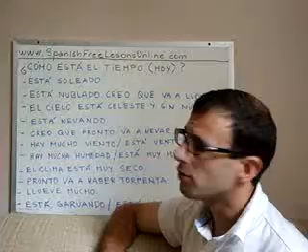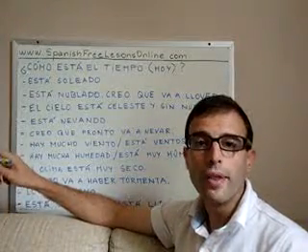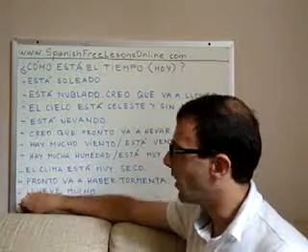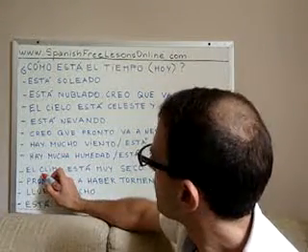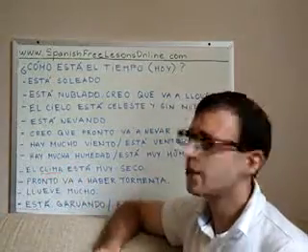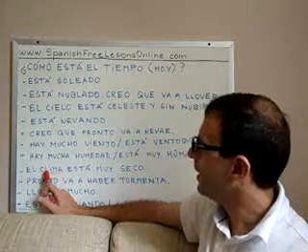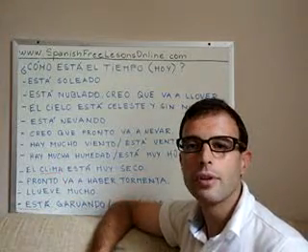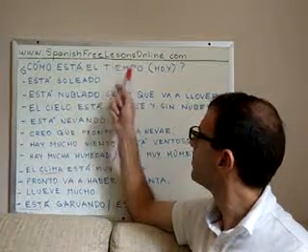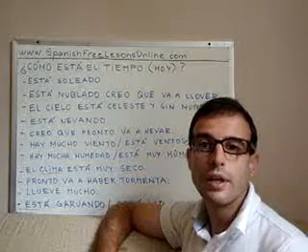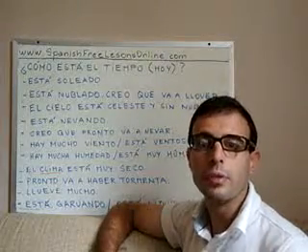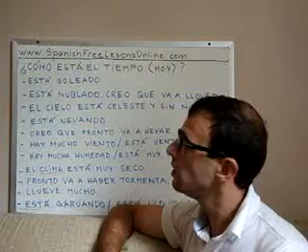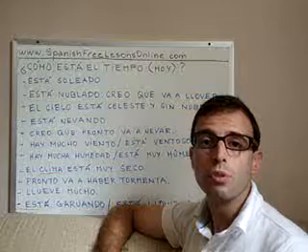So, first of all, the word in Spanish for weather is clima. Okay? Clima. This means weather in Spanish. Clima. I will spell it: C-L-I-M-A. Clima. However, the word tiempo, that literally means time, is also used quite usually to refer to the weather.